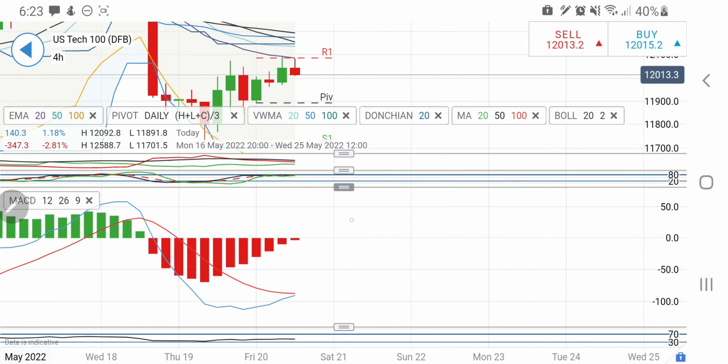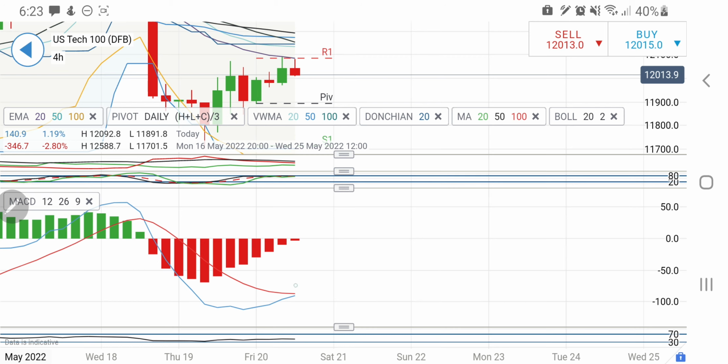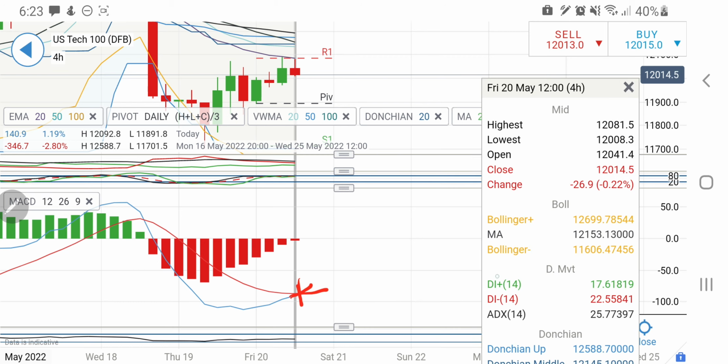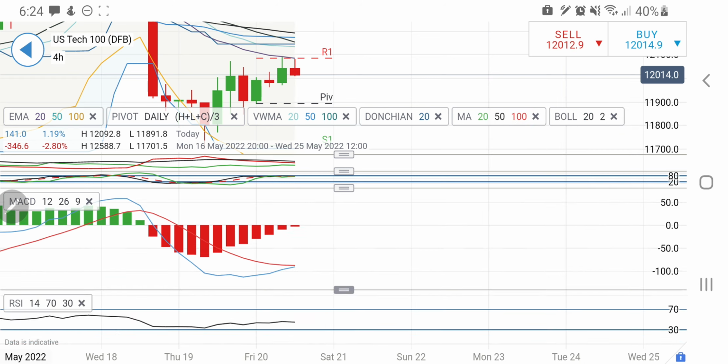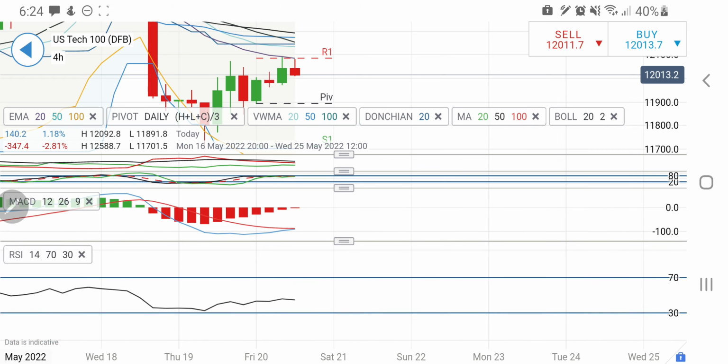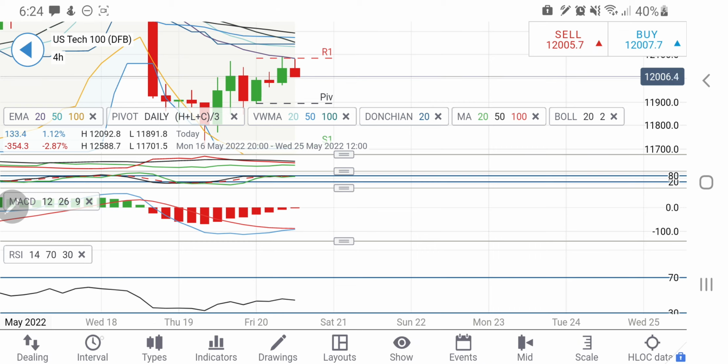The stochastic is looking downwards. The MACD is trying to converge for a buy side movement, for a bullish crossover. So yes, this is one probability which, if it gives a greener candle, we can see it crossing over, we can see it rising again, and RSI is trading flat there.